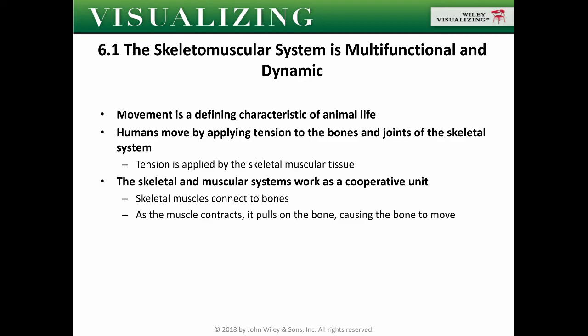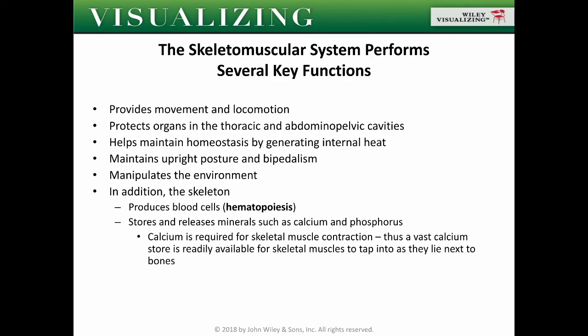The tension is applied by the muscular tissue. The skeletal and muscular systems work as a cooperative unit. The skeletal muscles are connected to the bones, and when the muscle contracts, it pulls the bone and causes it to move. So that's basically movement and locomotion.